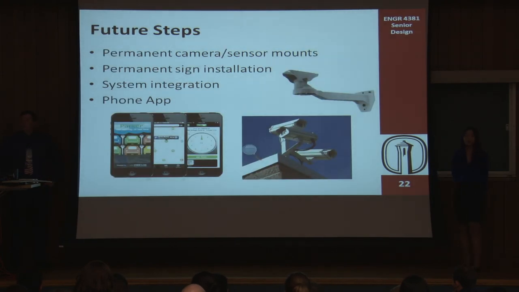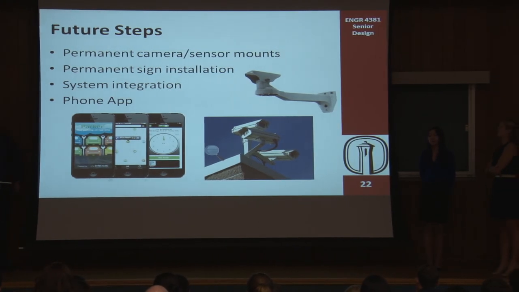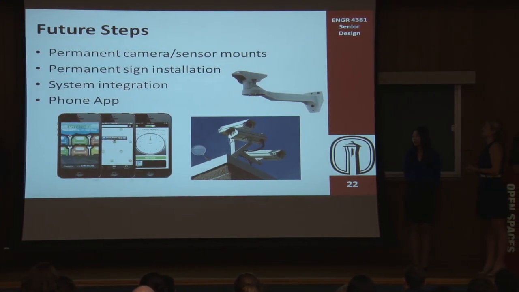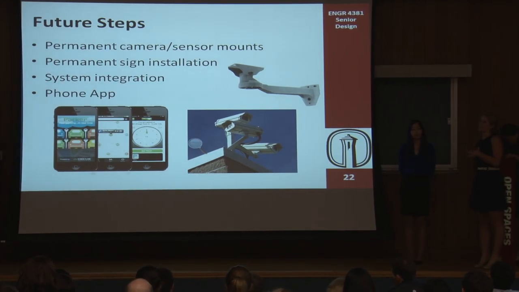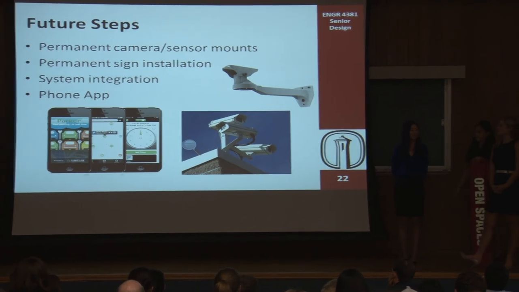For our future steps, we would like to permanently install the cameras and the sensors, as well as the sign. Also, we would like to implement the system integration, meaning the Wi-Fi shield, to make every component communicate together. And maybe a phone app, so that while you're driving, because that's dangerous, somebody else can access it and tell you, oh, there's a spot, go get it right now, and hopefully it'll work.